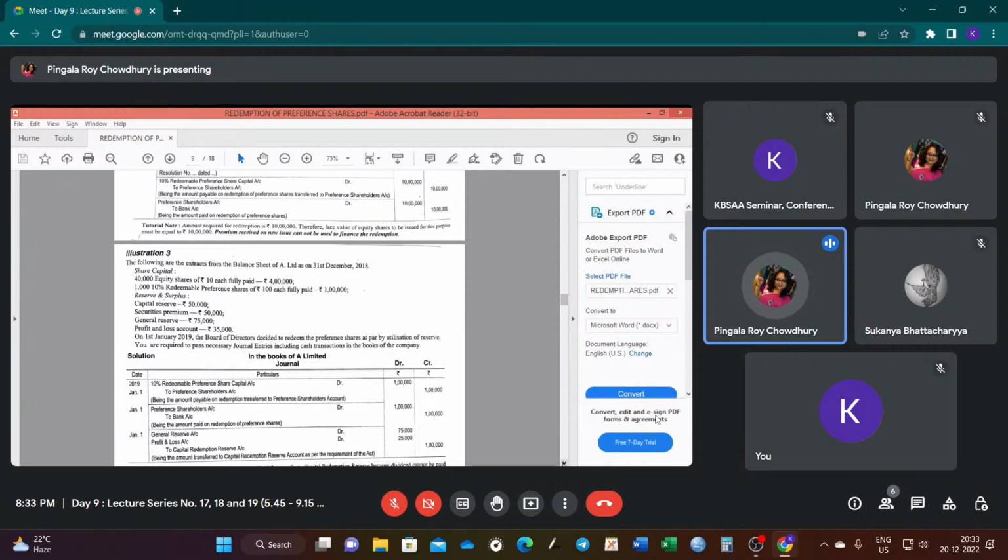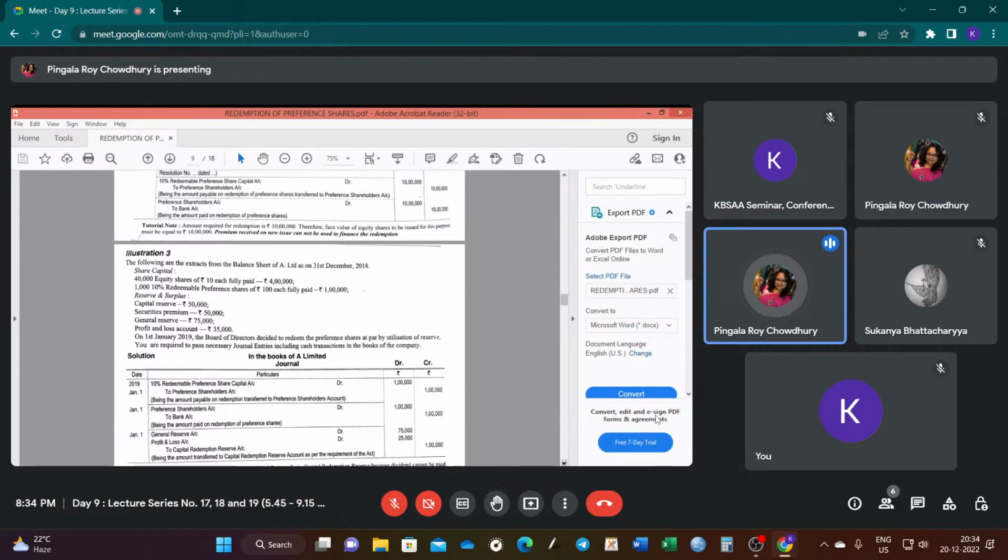That is 10% redeemable preference share capital account debit to preference shareholders. What will be the amount? You have 1000 redeemable preference shares. Face value of each is rupees 100. So 1000 into 100, 1 lakh rupees. So 10% redeemable preference share capital account debit to preference shareholder, total 1 lakh. And you are paying them: preference shareholders account debit to bank, total 1 lakh.